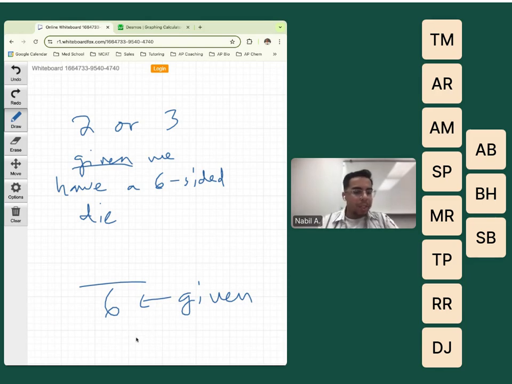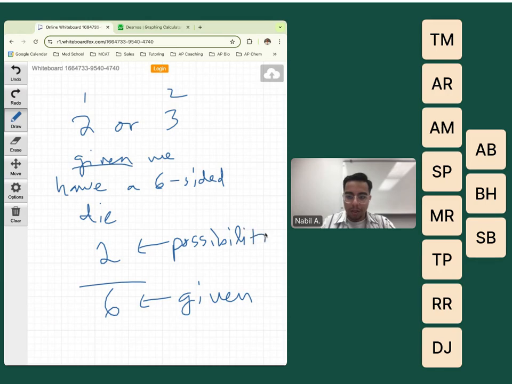Let's just say if we were to say given that we have a five-sided die, then our denominator will have to be five. And then a two or a three, well, that's one, two possibilities. So it'll be 2 out of 6. So awesome job, guys. So those are the possibilities.